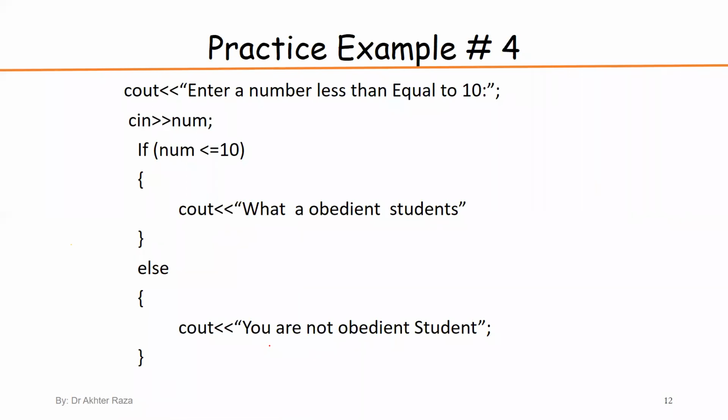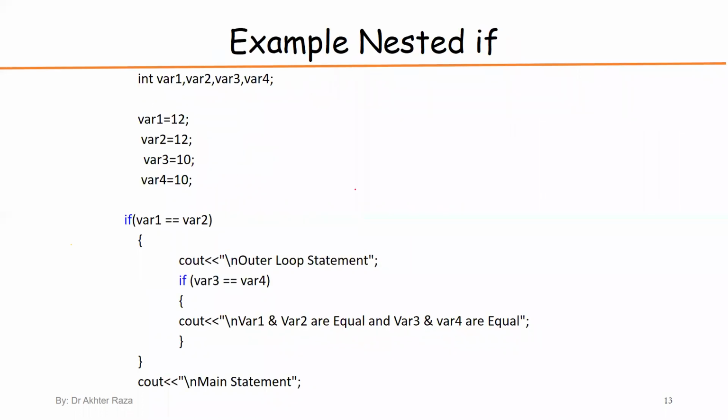Now there is another example. In the same program we have here, enter a number which is less than or equal to 10. The user has input the number by cin. If the number is less than 10, obedient student. Otherwise, you are not an obedient student. So any one of the two messages will appear on the screen. If the user enters a number which is smaller than or equal to 10, then obedient student means you fulfill the command. Otherwise, you do not fulfill the command.